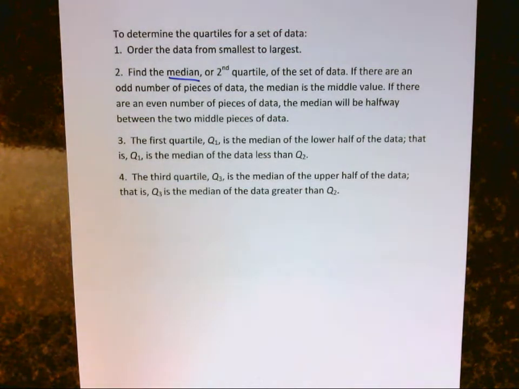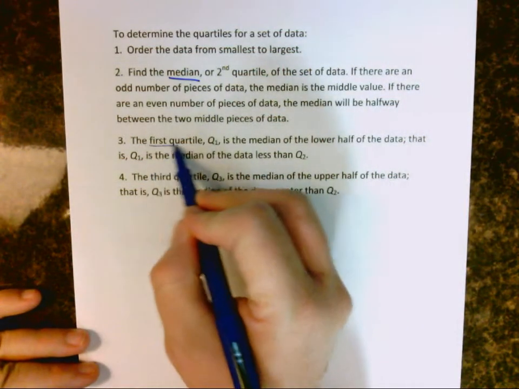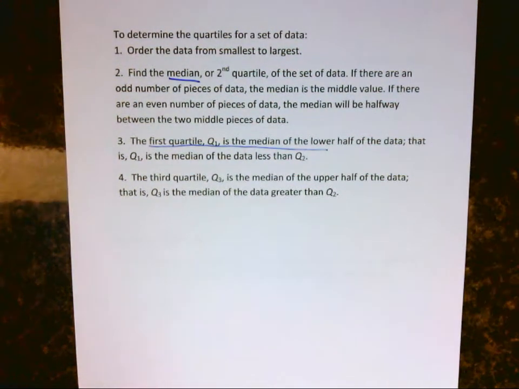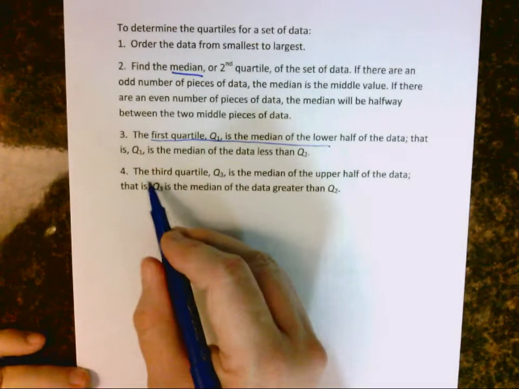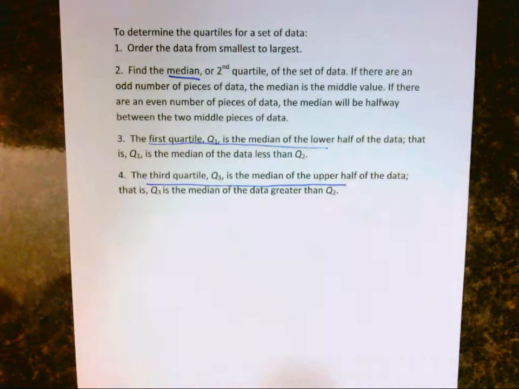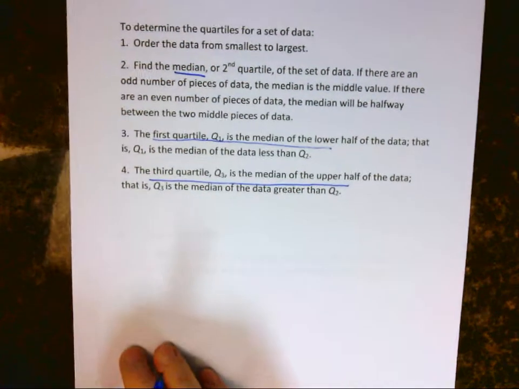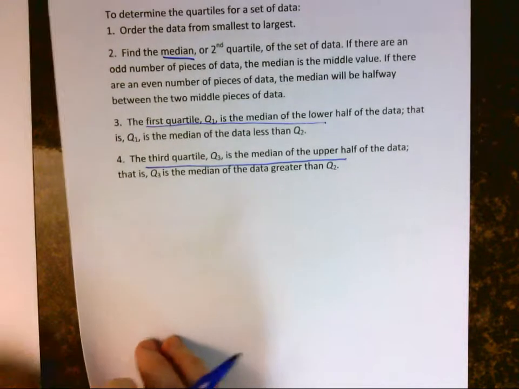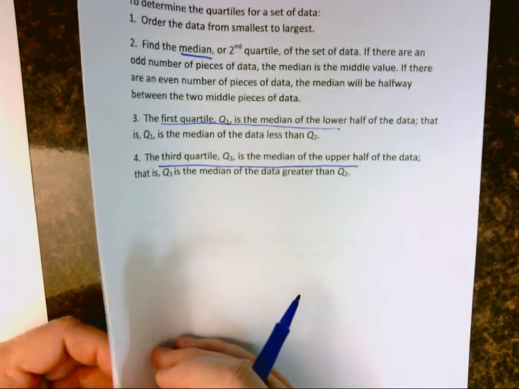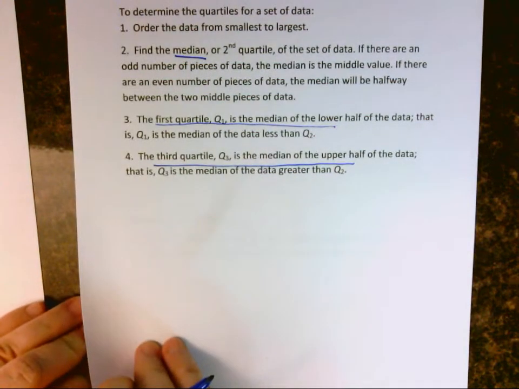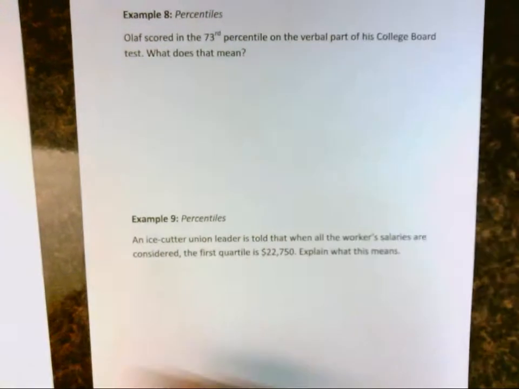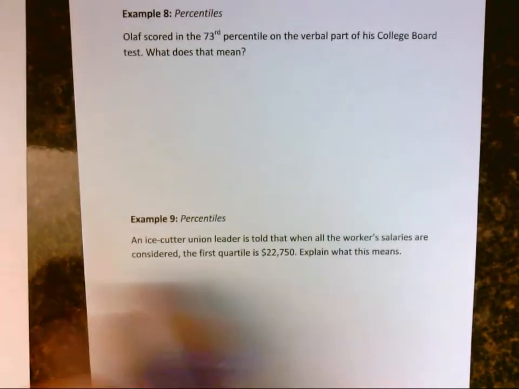The first quartile is the median of the lower half, and that's what I said just a second ago. That is, quartile 1 is the median of the data less than quartile 2. The third quartile is the median of the upper half of the data. And I said that a second ago too. Q3 is the median of the data greater than Q2. So divide it in half, then find the middle of the top half and the middle of the bottom half. All right, let's do a percentile.